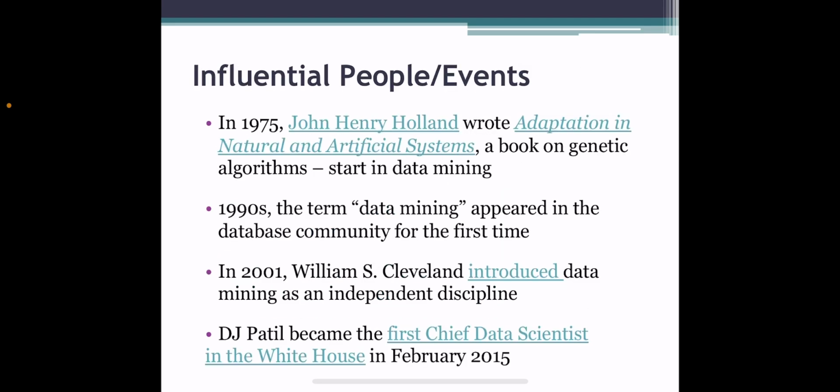Some influential people or events. We have some events or some people that have played a role in this field. In 1975, John Henry Holland wrote Adaptation in Natural and Artificial Systems, a book on genetic algorithms. The name was the start of data mining.